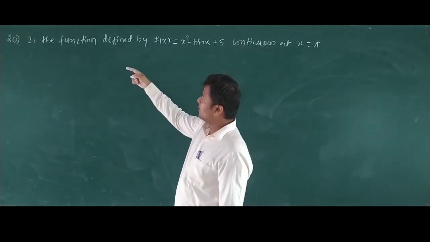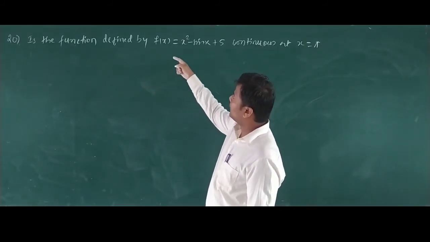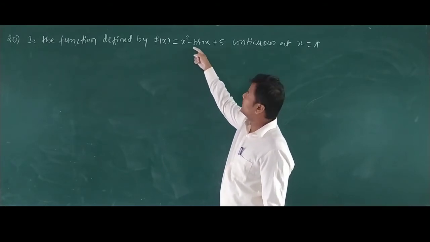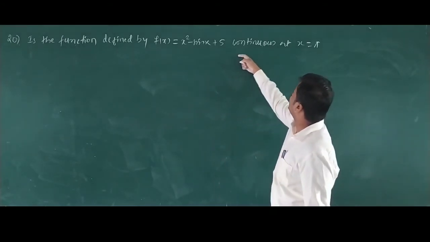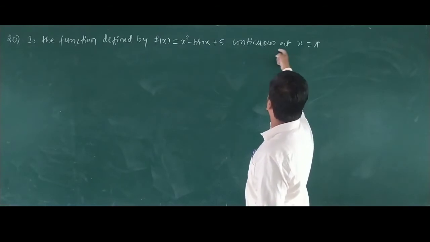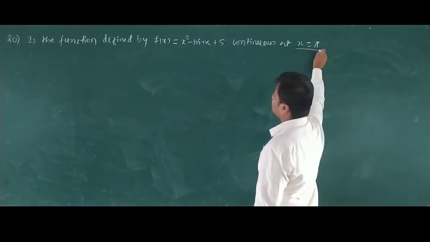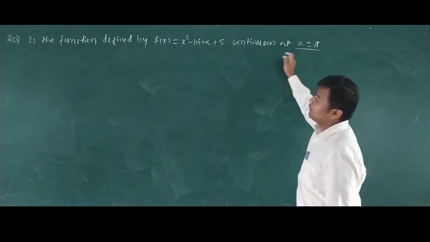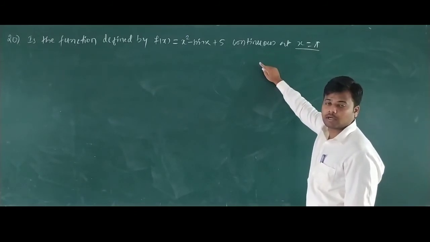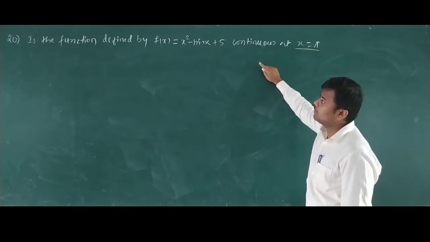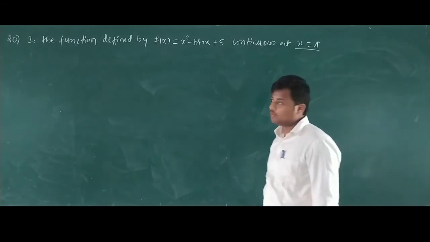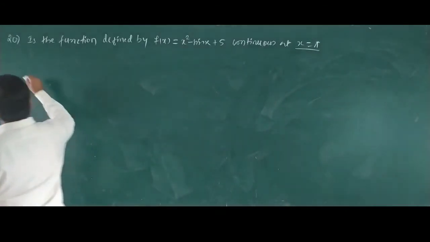Is the function defined by f of x equal to x square minus sin x plus 5 continuous at x equal to 5? If they ask to check continuity at a particular point, the definition is: limit of the function should equal the value of the function. Okay, solution.